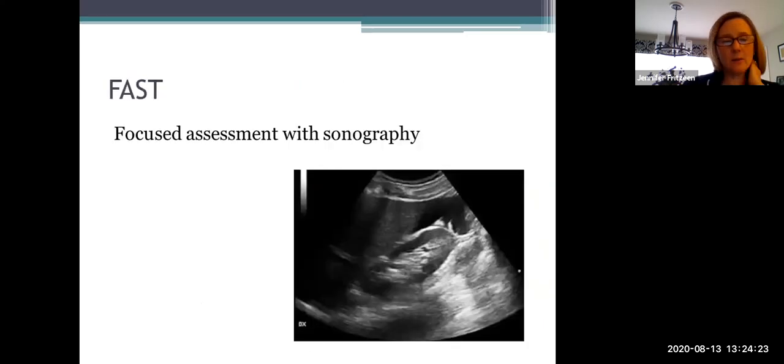I want to spend just a couple seconds talking about FAST. FAST is a focused assessment with sonography. And FAST is something that the adult world has been doing for years and are very comfortable with. Almost every trauma patient that comes in gets a FAST exam, an ultrasound to their belly. The goal of that FAST is to see if there's fluid in the abdomen. It's not going to tell you it's blood, it's just fluid.